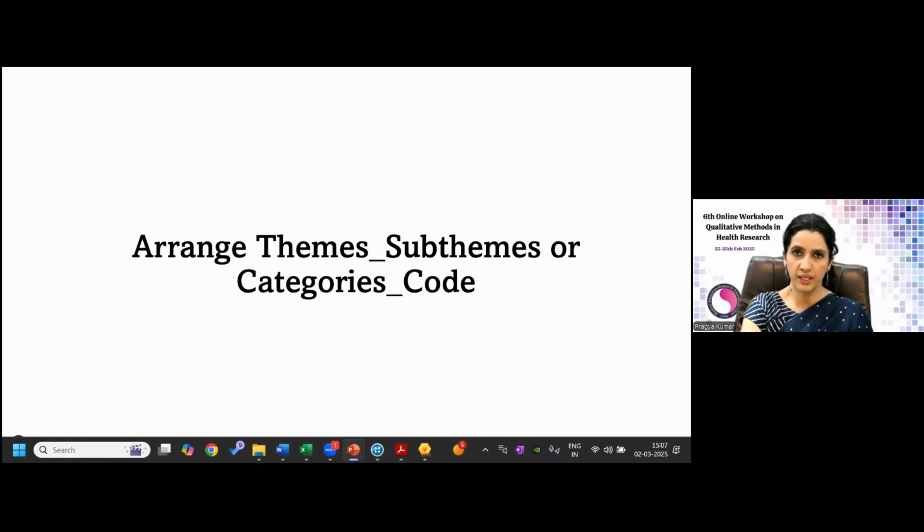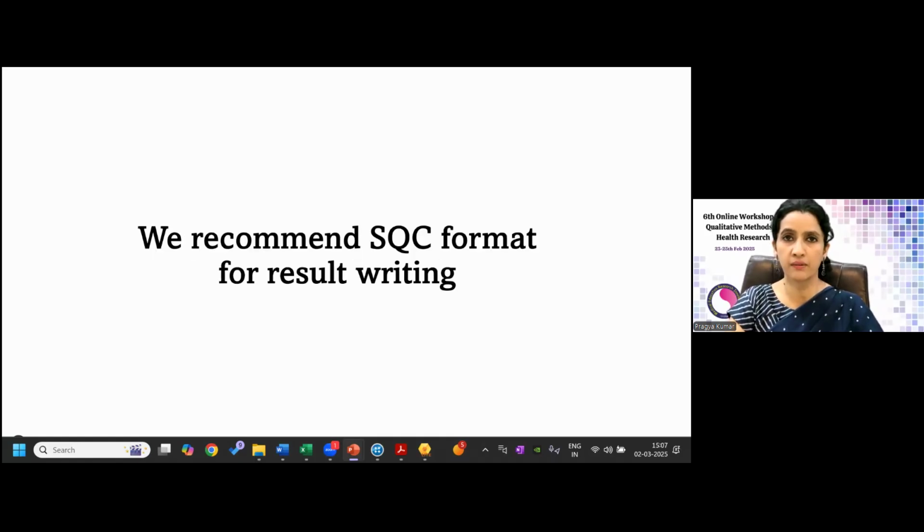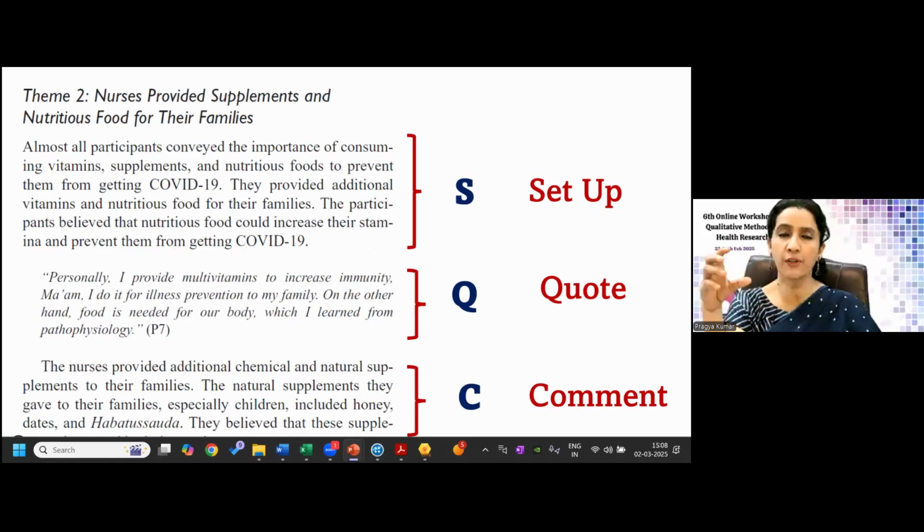For result writing, generally what we follow is the SQC format. But again, this is one presentation. There's no such fixed way. Whatever suits you best, you can do that. But generally, you will see that the majority of the articles use this SQC format. Now, what is this SQC format? Generally, you start writing with any category. So you draft your result category wise. You pick up one category and first finish writing that, and then you come to the other category.